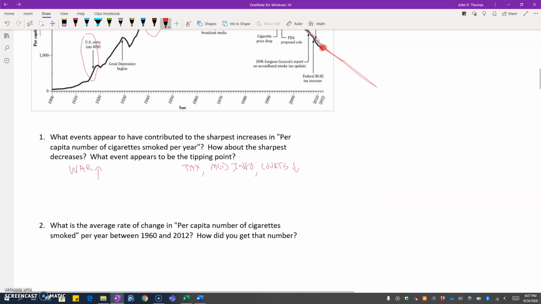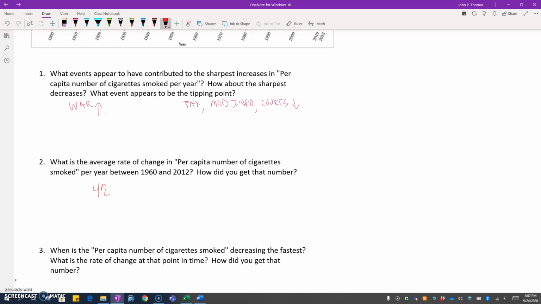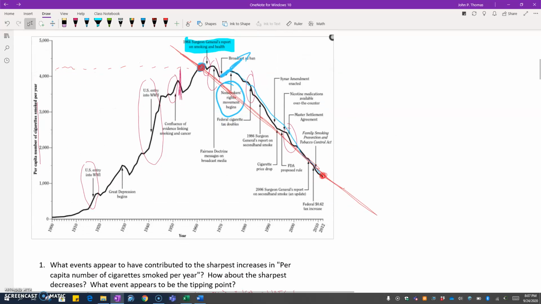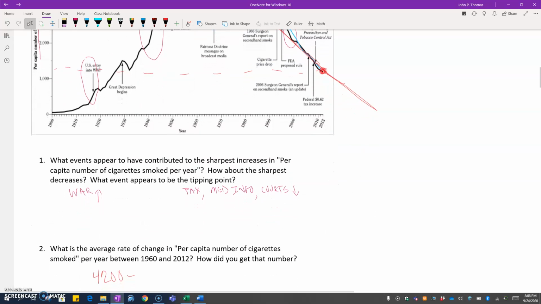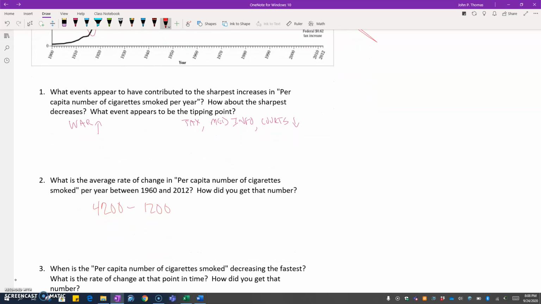So if I give an estimate, these are not going to be perfect. I'm going to say about 4,200. 4,200 was our starting Y value. We're looking at about 1,200. So 1,200 was our value in 2012. And then that's going to be 1960. Excuse me, 1960 to 2012. And if I go ahead and do that subtraction on the top there, I've got 3,000. And on the bottom, I've got 50.